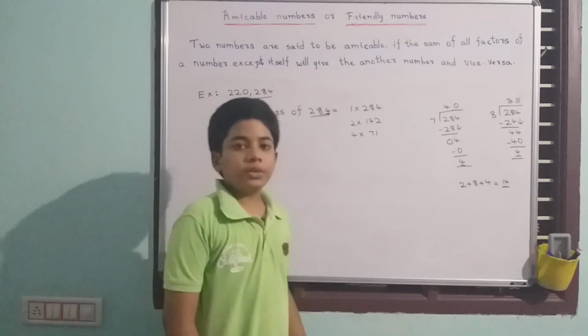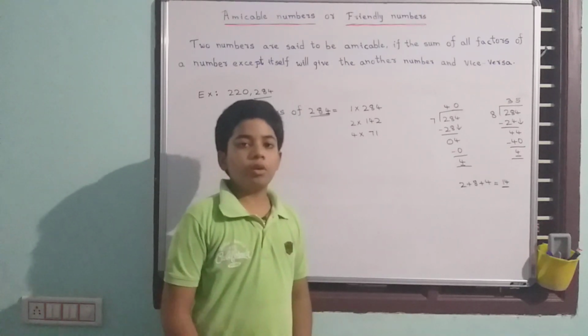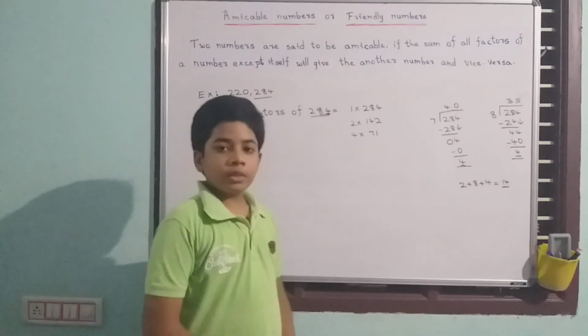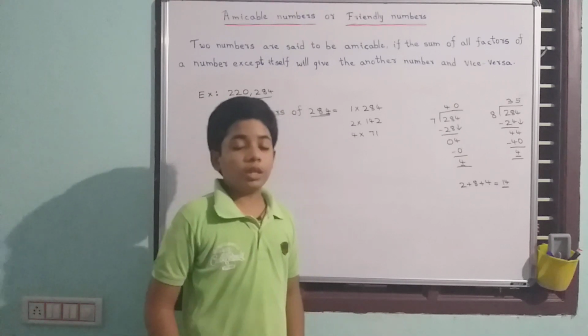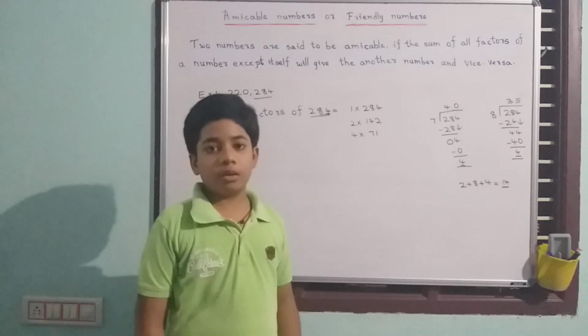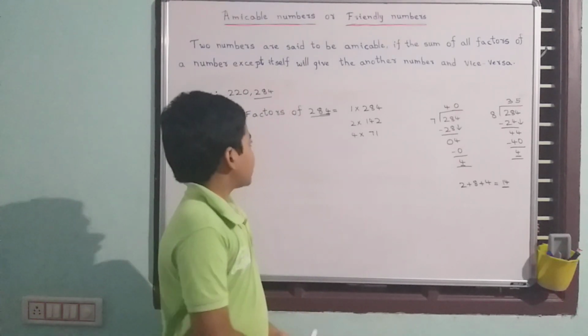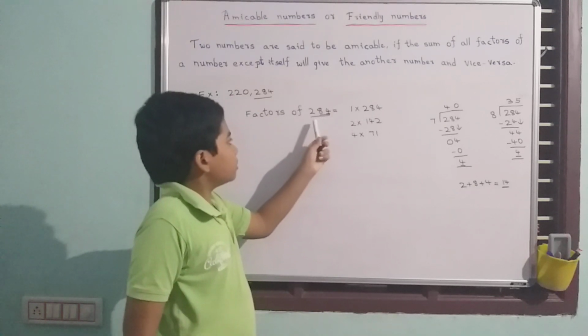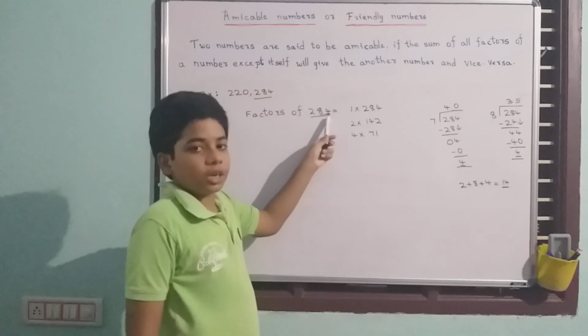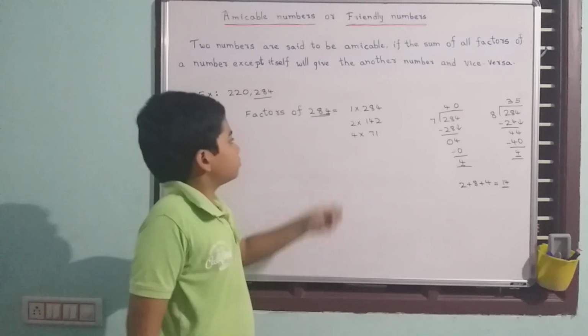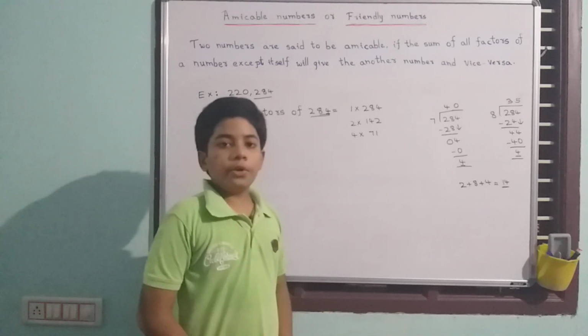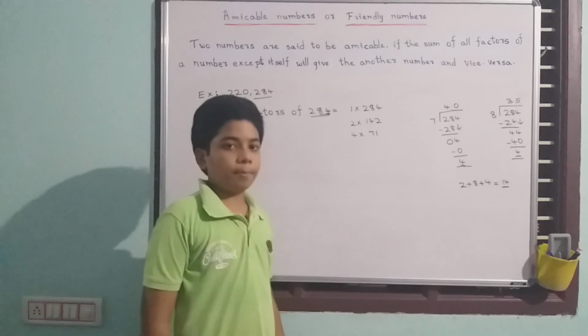Let us check with 10. The divisibility rule of 10 is that the unit digit of the given number has to be 0. Here the unit digit of 284 is 4. So 284 is not divisible by 10.